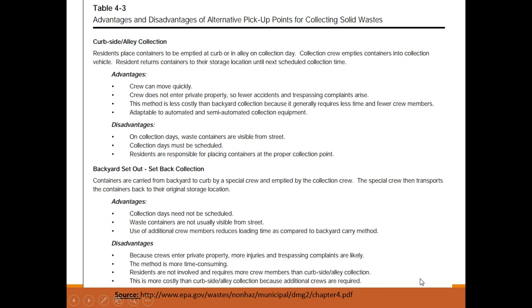So this in essence summarizes those four collection methods for us. Set out is very similar to set out setback, except that the collection crews are not responsible for setback. The residents in the community would be responsible for setback.